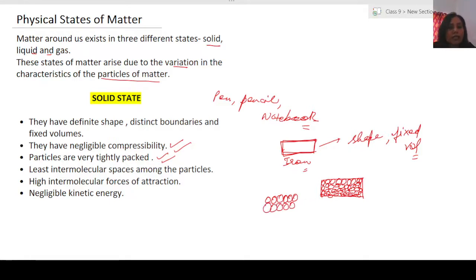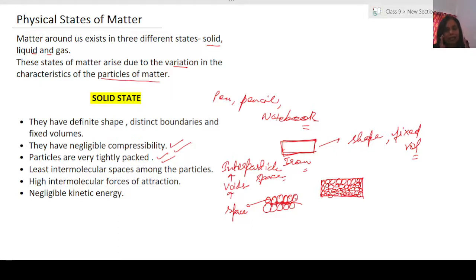Okay, so you are seeing that in between the particles, this is the space, this is the space, this is the space, right? So the spaces are very small. These spaces are called voids, or interparticular spaces, or we also say intermolecular spaces. So these spaces are very, very small in the case of solids. They are so tightly packed with each other, and the spaces between them are fixed.